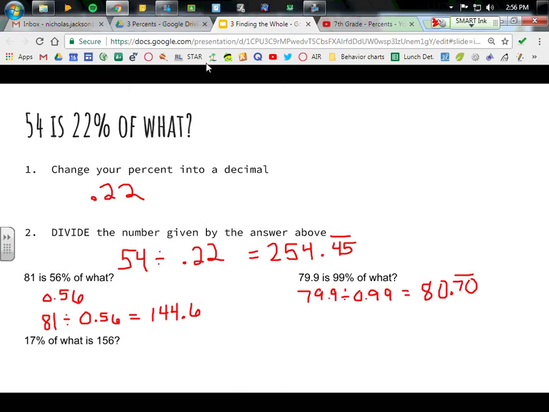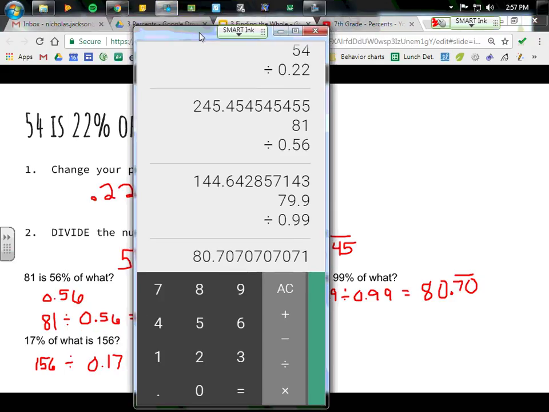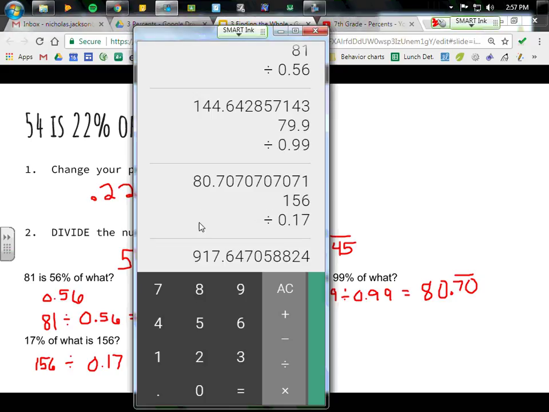Okay, last problem. 17% of what is 156? So change 17 to a decimal and you get 0.17. We're going to divide 156 by this. I think we're going to get a fairly large answer. We get 917 and 6/10.